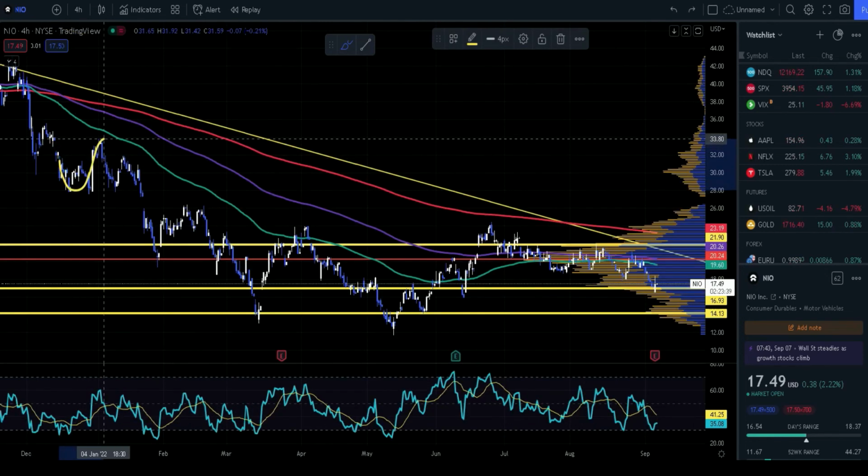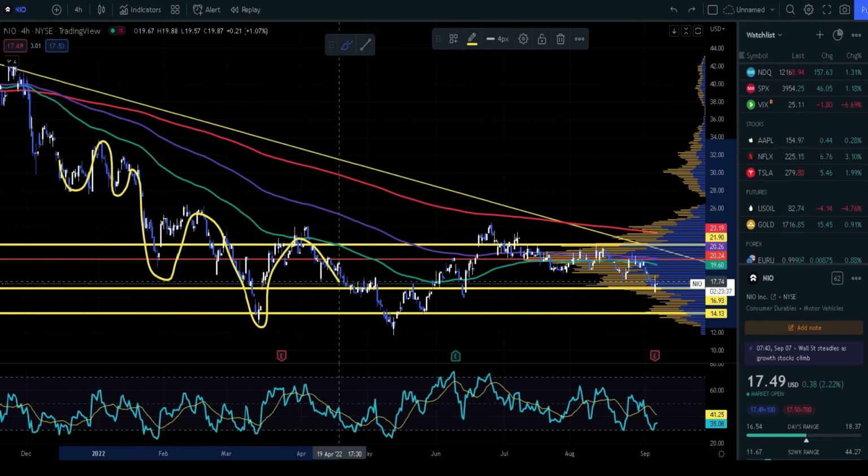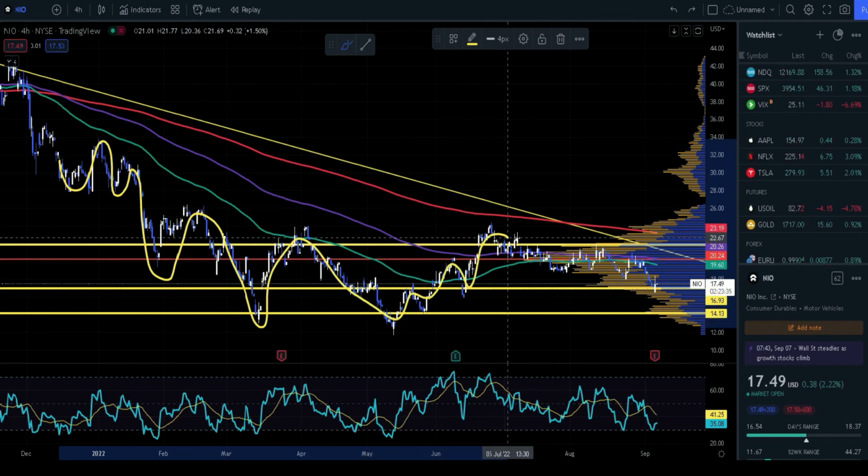Once again, you can see markets are extremely volatile. If you're actively trading in the markets, please don't forget proper risk management. Take profit, stop loss, and good luck trading.